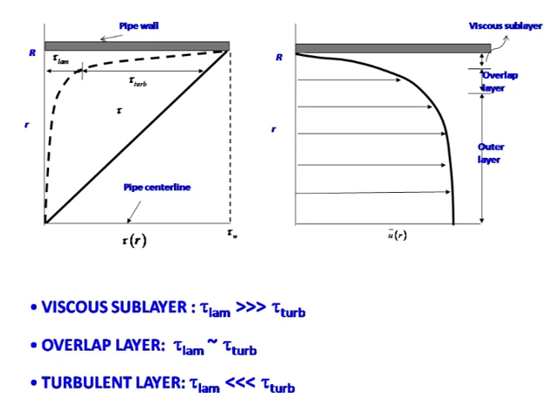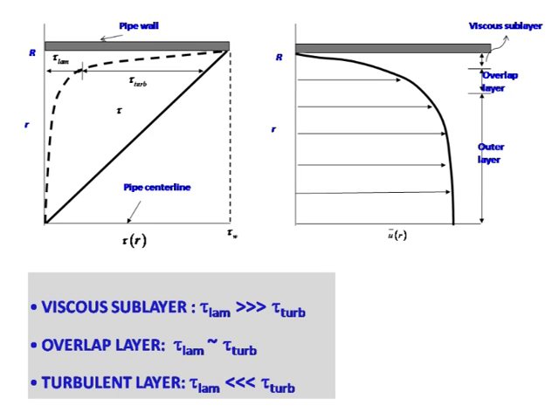So, as I said, if you take a pipe wall, I had taken a flat plate earlier, you have the viscous sublayer near the wall, the overlap layer or the buffer layer, and the outer layer. So, you have laminar shear stress greater than turbulent shear stress. Why? Because fluctuating components are very small. In the overlap layer both are the same, that is, laminar shear stress is of the same order as turbulent shear stress, and in the turbulent boundary layer laminar shear stress is much lower than the turbulent shear stress.